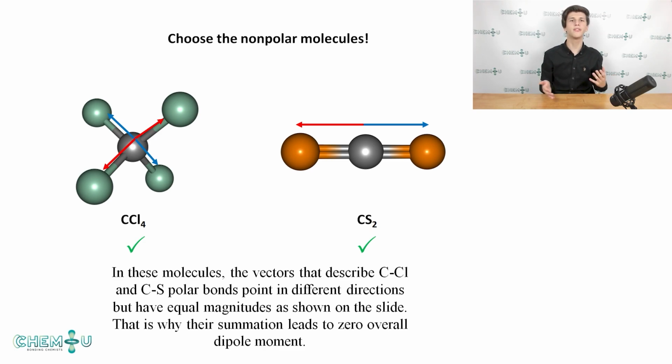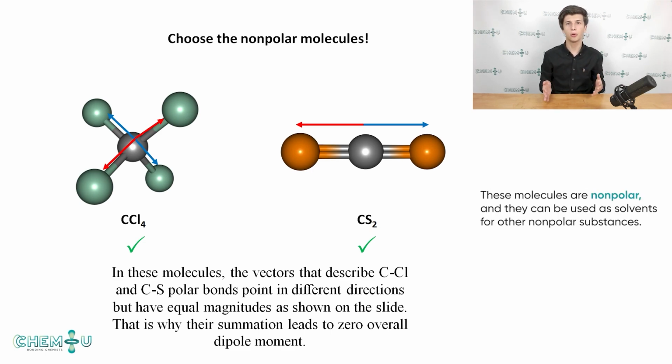In these molecules, the vectors that describe C-Cl and C-S polar bonds point in different directions but have equal magnitudes as shown on the slide. That's why their summation leads to zero overall dipole moment. So these molecules are nonpolar, and they can be used as solvents for other nonpolar substances. Ultimately, the dipole moment depends both on the electronegativity of the elements and on the geometry of the molecule.